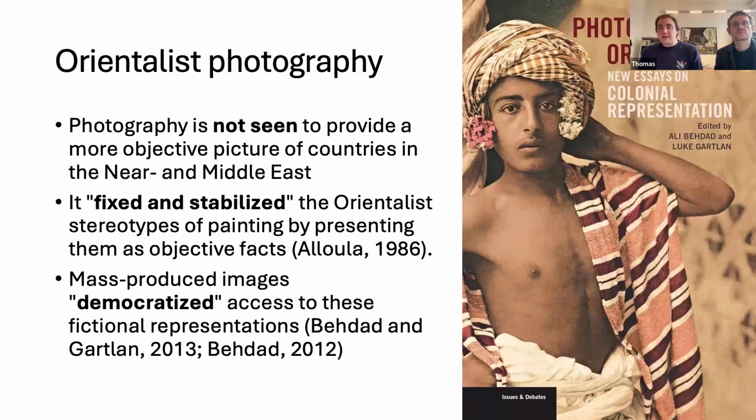So others have extended Said's work to photography, right? So not only painting, but also photography as an Orientalist tradition. And here, photography is not seen to provide a more objective picture of countries in the Near or Middle East, right? So it's just as Orientalist as Orientalist painting was. So in fact, it fixed and stabilized Orientalist stereotypes of painting by presenting them through the mechanical nature of photography as objective facts. And these mass-produced images further democratized access to these fictional representations, right? So they became much more widespread.